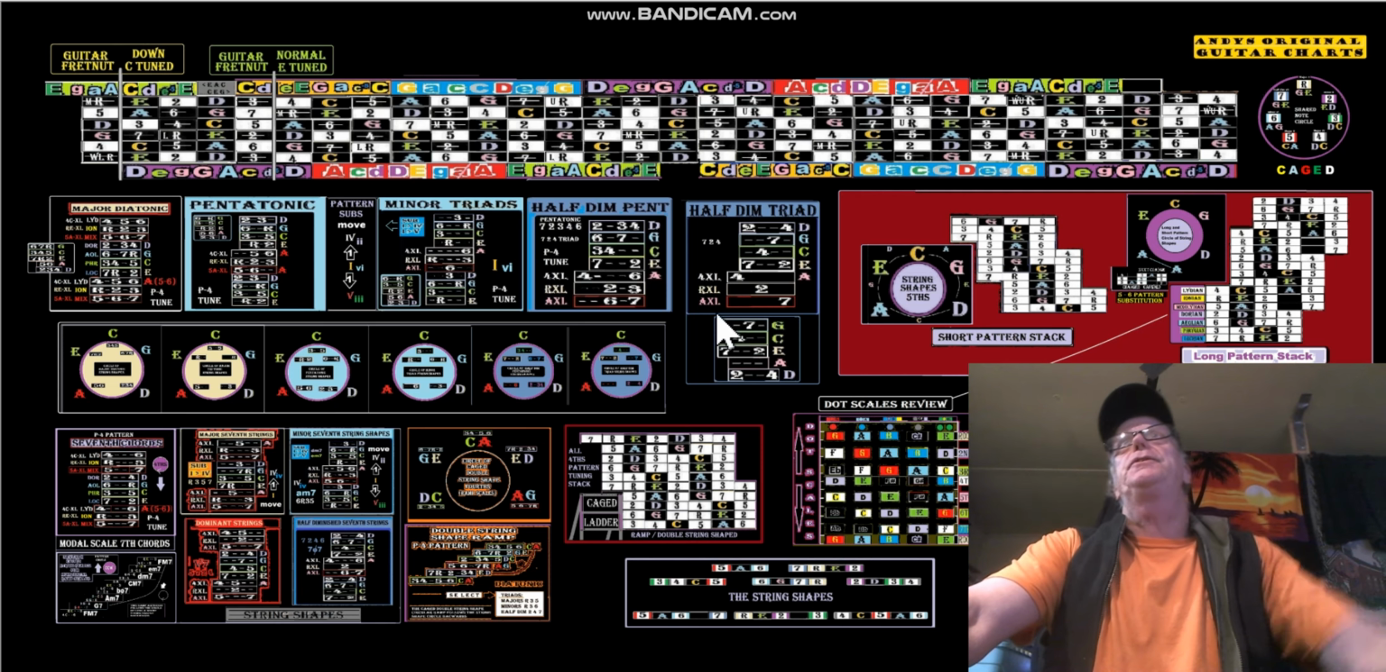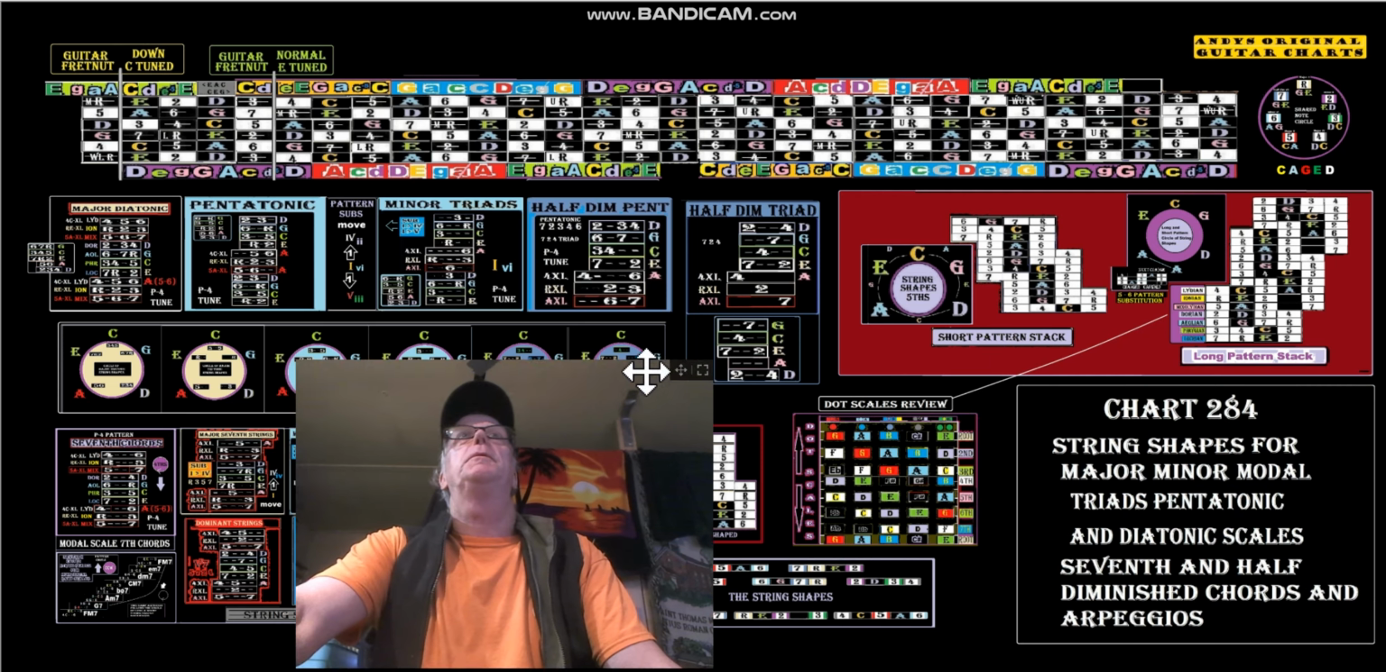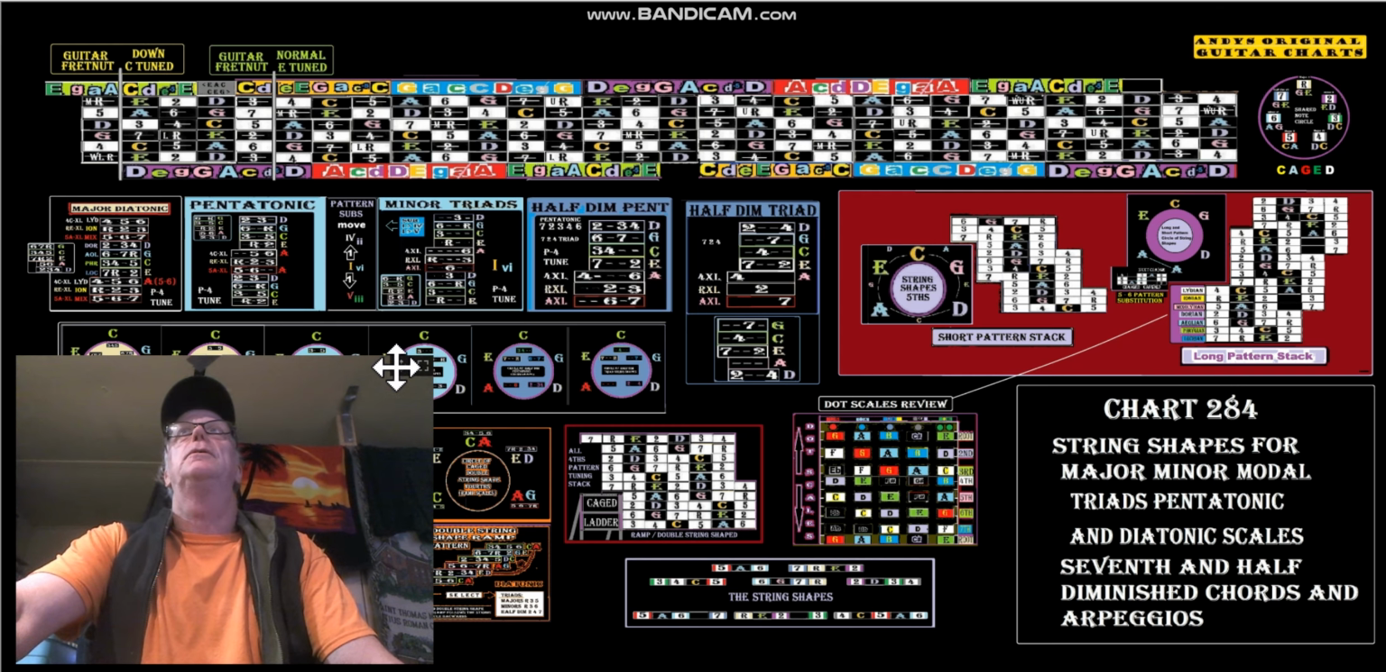Okay, so this is the chart we're going to be working with today. Chart 284, string shapes for major, minor, and modal triads pentatonic. Here's major, here's pentatonic, here's minor, here's half diminished pentatonic, here's half diminished triad. It's not that much memorization once you find out what's going on.